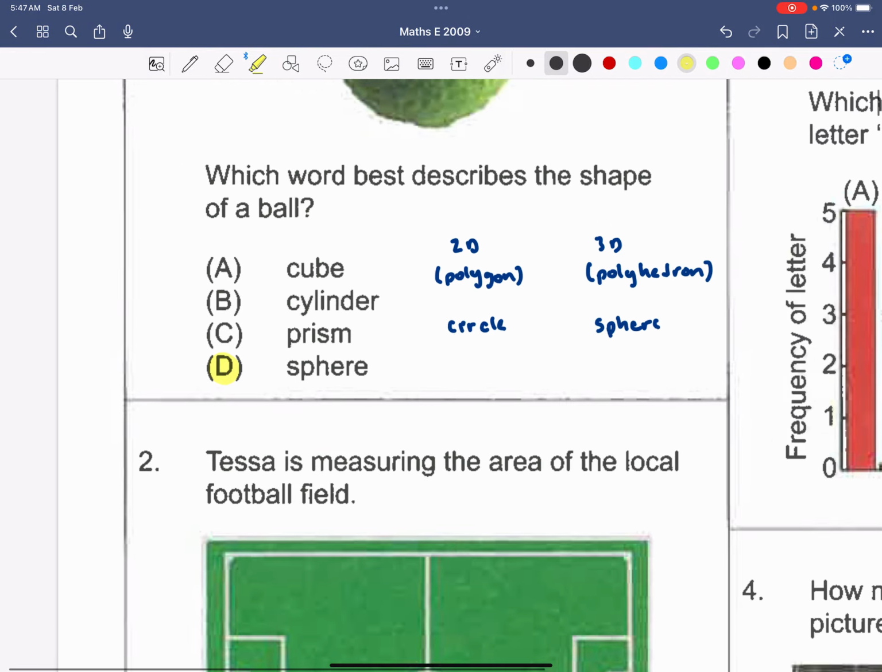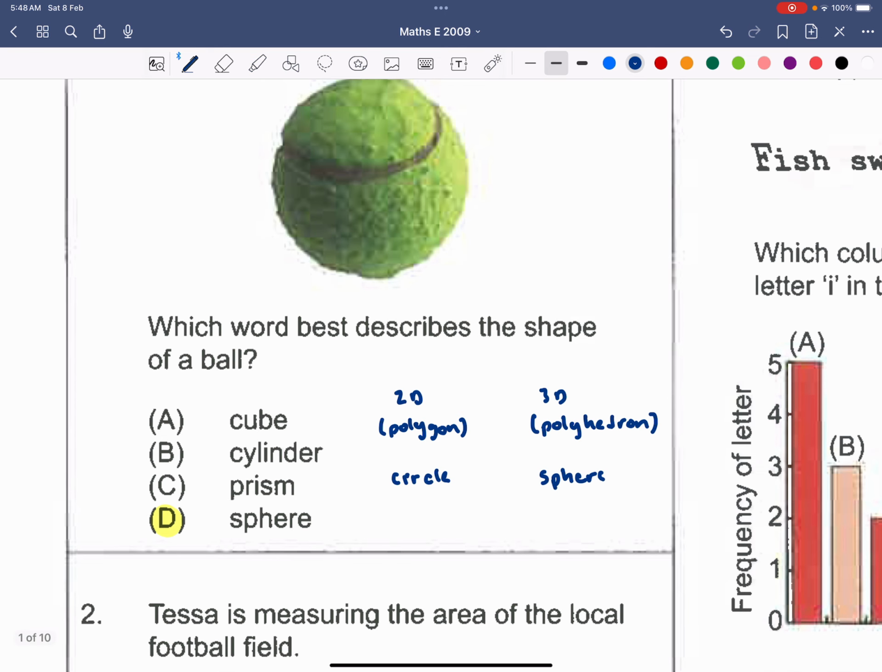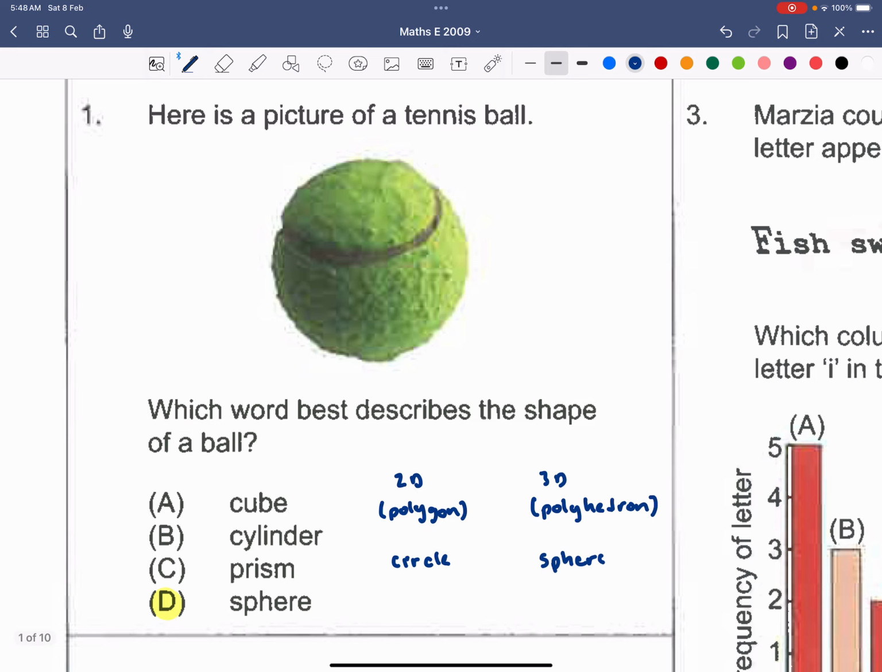We should all know what the other options are as well. A cube, option A, is basically like the two-dimensional version of a square, but it's 3D, so it goes in every single dimension. Specifically, if they say the word cube, it means all the sides, the length, the width, the height, are all the same. I'm going to call them all x, and that's what makes it a cube.